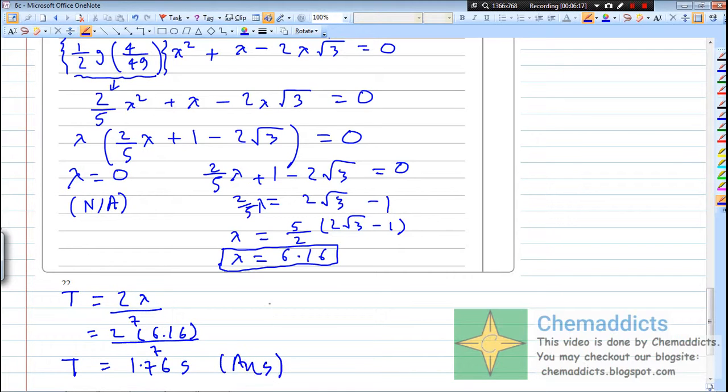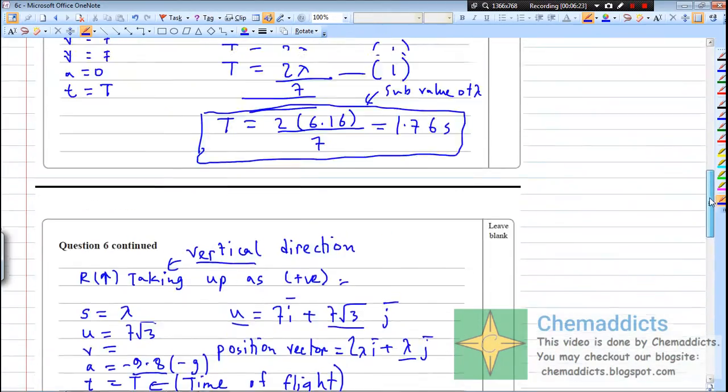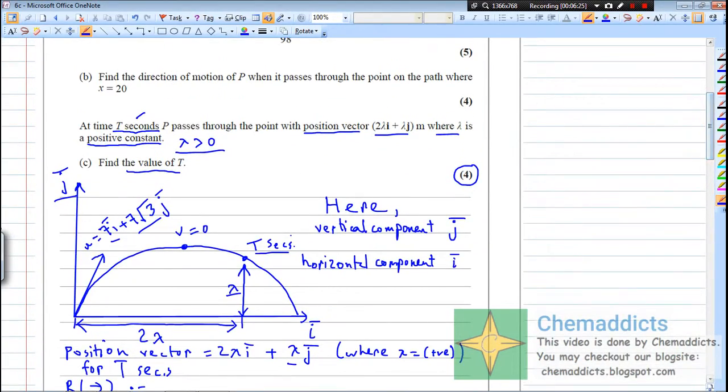Now we have found the value for t, which is the time at which the position vector is this. The time t is 1.76 seconds when it passes through the point with the position vector given, where lambda is a positive constant.